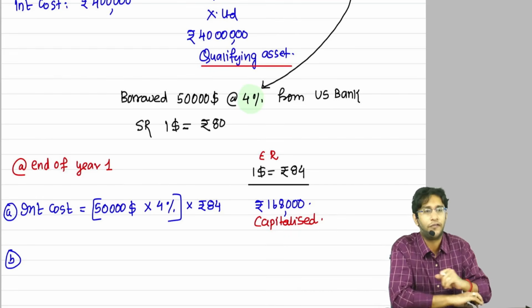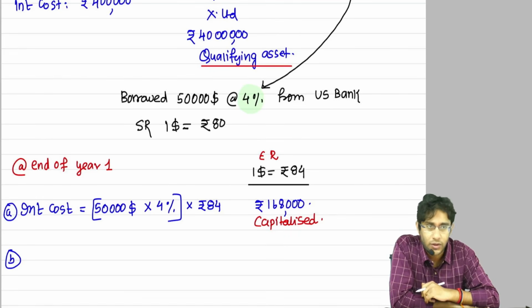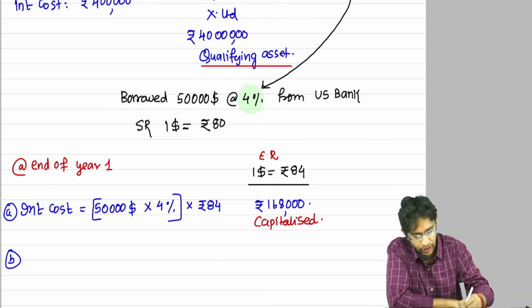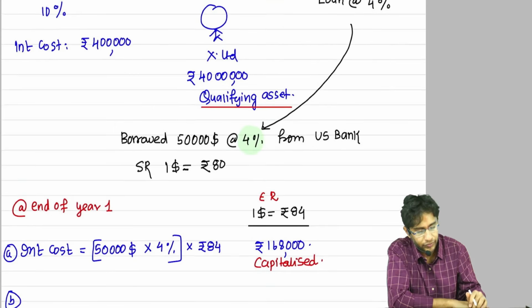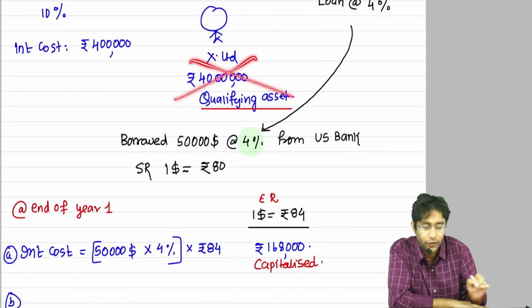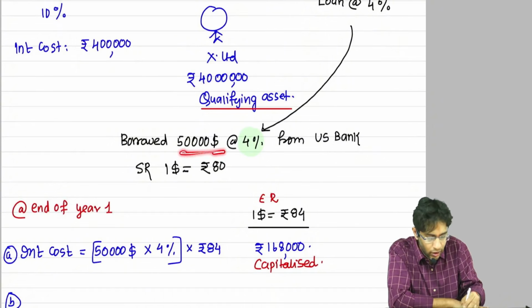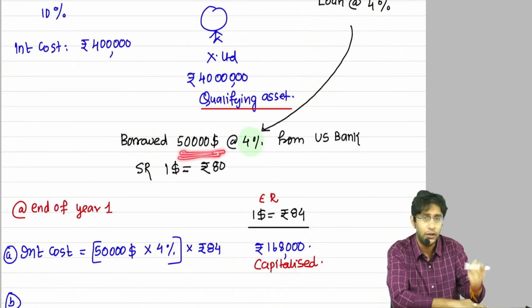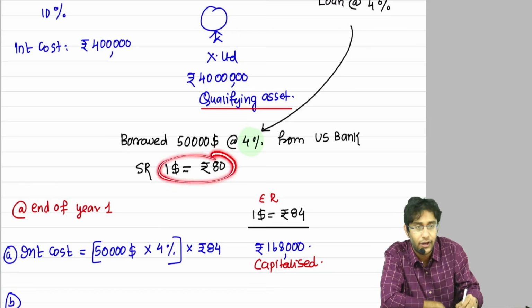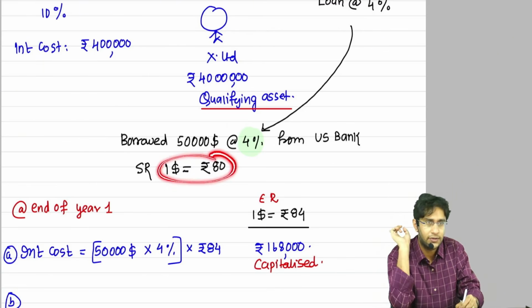There is a side effect of foreign currency borrowing. What is the side effect of foreign currency borrowing? Tell me, how much money did you borrow? Good. You did not borrow 40 lakh rupees. You borrowed $50,000. On the date of your borrowing, the exchange rate was 80. So you received 40 lakhs.